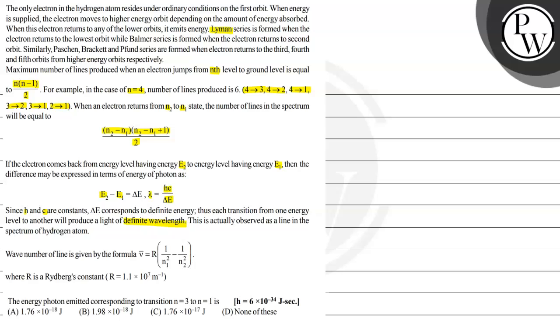Wave number of this line is given by the formula nu bar is equal to R multiplied by (1 by n1 square minus 1 by n2 square), where R is Rydberg's constant and the value of R is 1.1 multiplied by 10 raised to the power 7 meter inverse. So the energy of photon emitted corresponding to the transition n equal to 3 to n equal to 1 is, and the value of h is 6 multiplied by 10 raised to the power minus 34 joule second. So here the key concept is atomic spectrum.